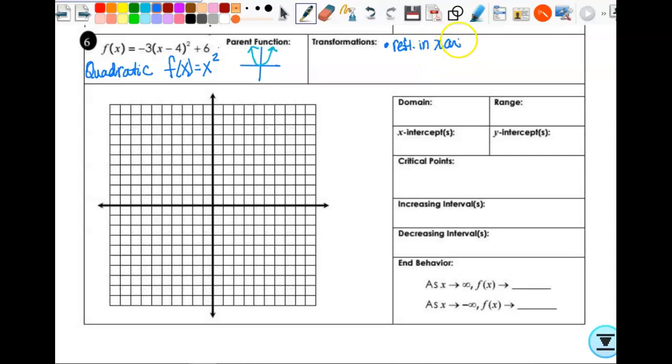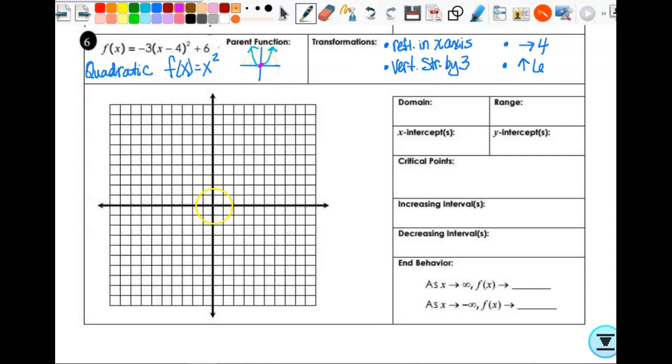Very good. Okay. This 3, is it a horizontal or vertical something? Vertical. And then is it a stretch or a compression? Stretch. Stretch by 3. Then this 4 means I do right 4, and the 6 means I go up 6, okay? Everybody good with all that? All right, perfect. So let's graph. We're going to start with 0, 0.